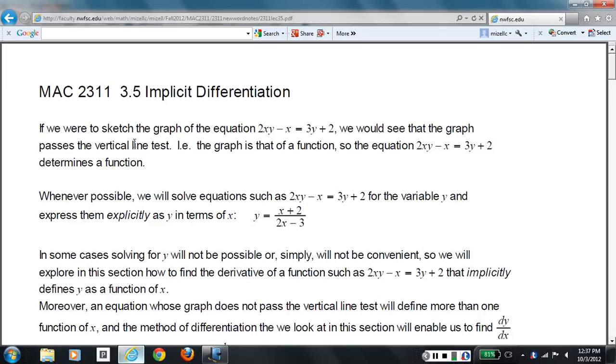Given an equation with x's and y's in it, then we just write it down. Left-hand side, 2xy minus x. Right-hand side, 3y plus 2. Put an equal sign in between them. There's a graph associated with that. It's a set of all ordered pairs in the plane that make that equation a true statement.